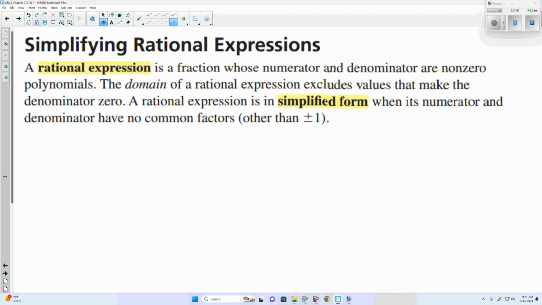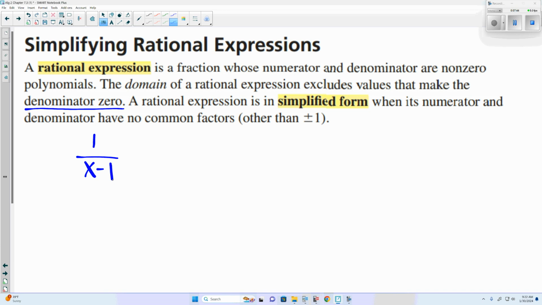Now, our first thing we talk about, before we really start digging into multiplication, is making sure a rational expression is simplified. We consider a rational expression to be a fraction whose numerator and denominator are non-zero polynomials. We don't have 0 on top or bottom, because if we have 0 in the bottom of a fraction, it's undefined. If we have 0 in the numerator, the whole thing's just 0, so it doesn't help us. The domain of a rational expression excludes all values that make the denominator be 0.